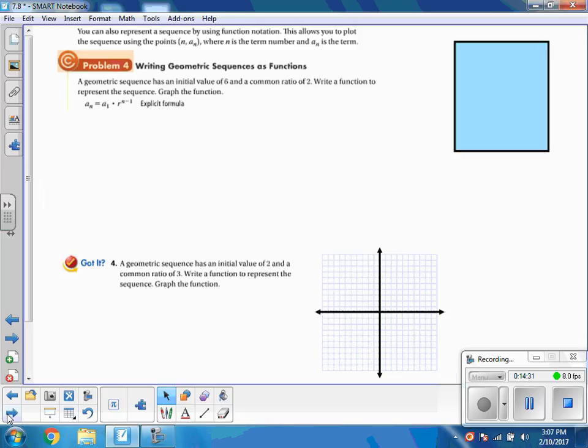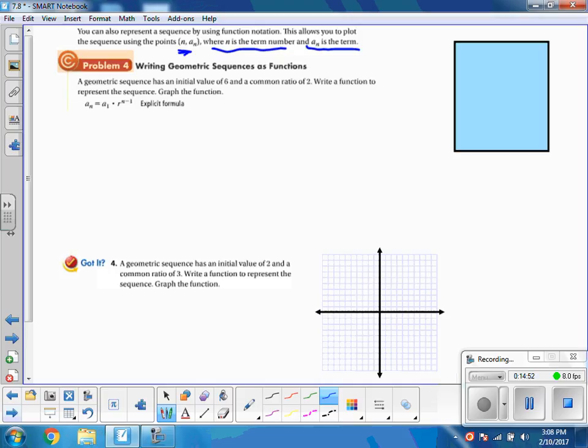Now you can also represent a sequence by using function notation. This allows you to plot the sequence using the points n and a sub n, where n is the term number. So here's your equation, where n is the term number we're looking for, and a sub n is the actual term. So let's unpack what that's talking about.